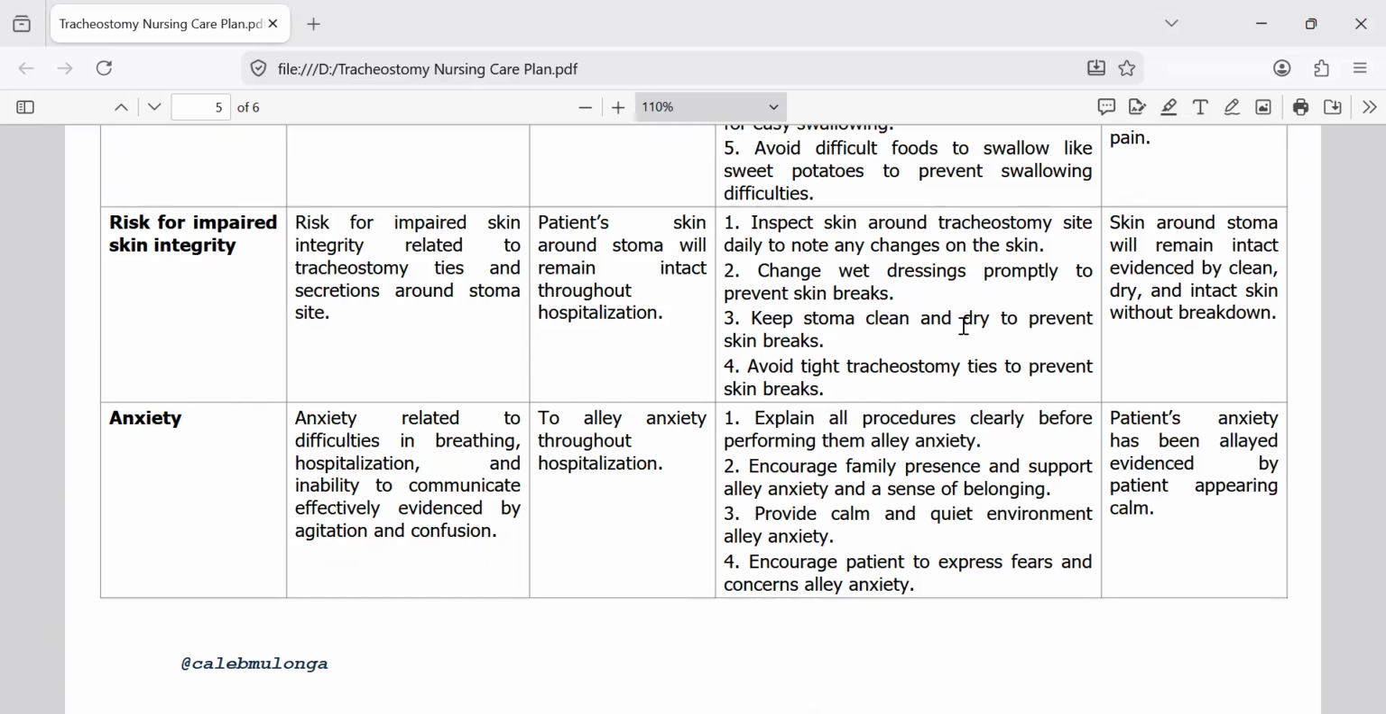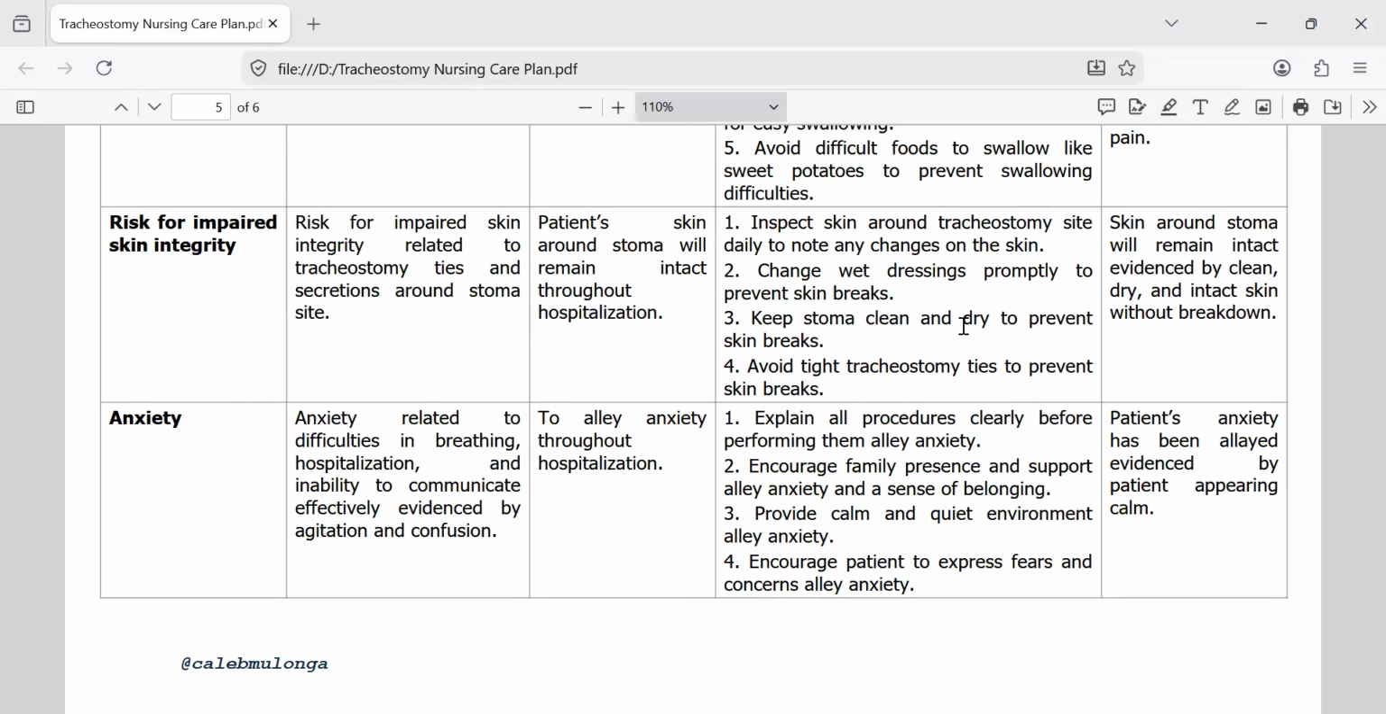So key takeaways. Number one, this is a surgical procedure in which a tracheostomy is made on the neck. So this tracheostomy or stoma is made on the neck and a tracheostomy tube is inserted to facilitate breathing. It can be done in patients who have obstruction in the upper airway, severely sick, unconscious, cancers of the neck or the larynx. It can be done in severe burns of the face and the neck. So those are some of the indications for tracheostomy.